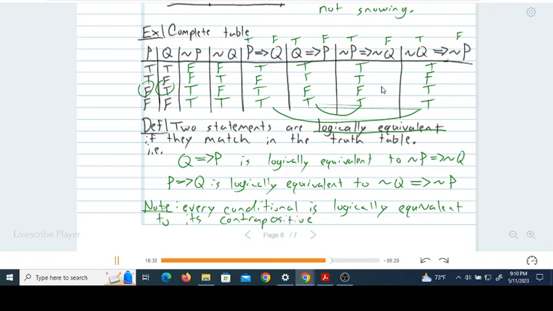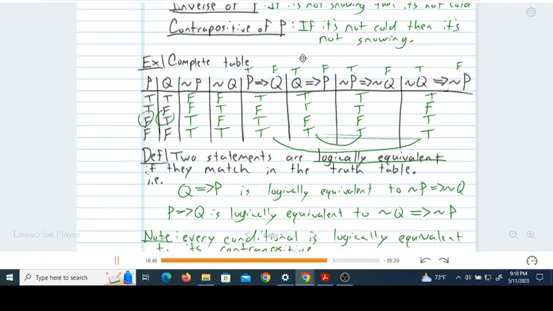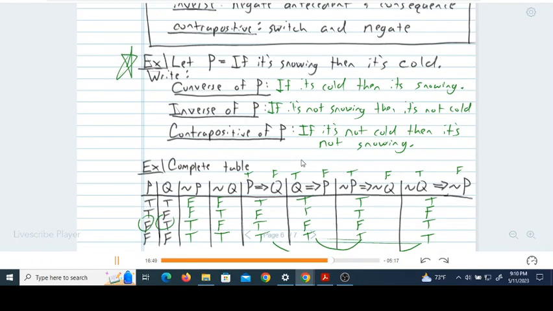Go back and look at that example with the cold and the snowing. Think about the statement, if it's snowing, then it's cold. I think we can agree that that's a true statement: if it's snowing outside, that means it must be below freezing, which means it must be cold. Snowing implies it's cold outside. The contrapositive of that is, if it's not cold, then it's not snowing. That's also true. If we define cold to be below freezing, then not cold means it's above freezing, which means snow wouldn't be possible. Therefore, if it's not cold, it can't be snowing. So that contrapositive is logically equivalent to the original statement.